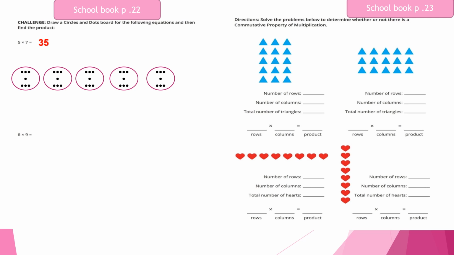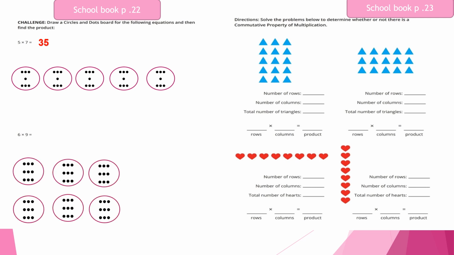6 times 9, I can choose 6 for groups and 9 for dots. So I have 6 groups here. Inside each group I have 9 dots. Let's find the total. 6 times 9, 54. This is from the timetable.